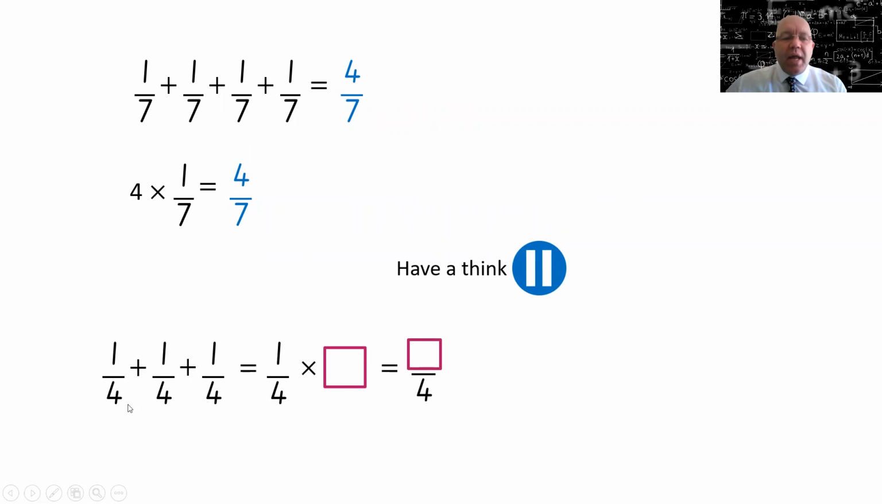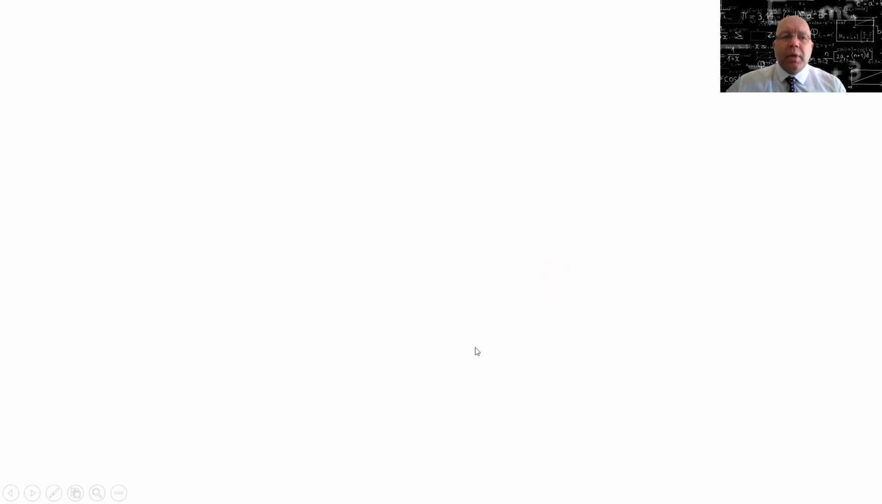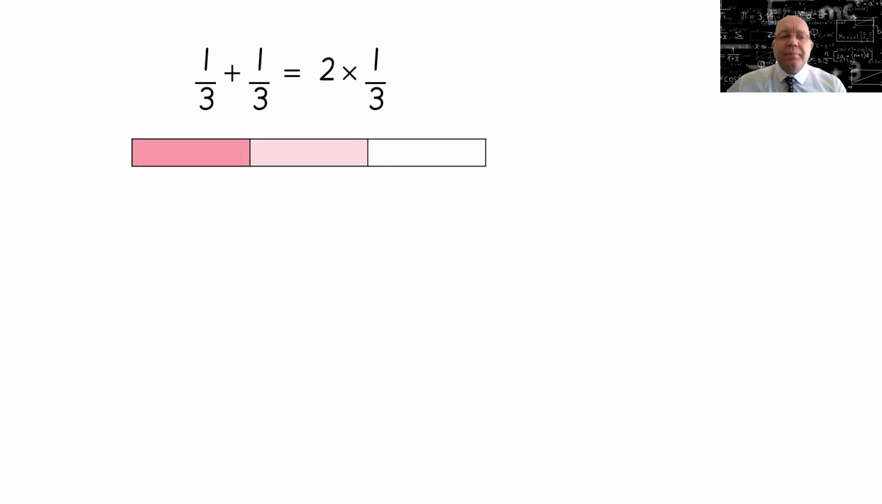Well, we've got 3 1/4s there. So 1/4 times 3 is 3/4. 1/3 plus 1/3 is the same as 2 lots of 1/3, 2 times 1/3. And the answer is, there's 2 lots of 1/3. Altogether, it's 2/3. Now, I know these are really, really basic at this point, but it's just to highlight how multiplication works with fractions and how by thinking about it as a repeated addition, it starts to just make sense a little bit.